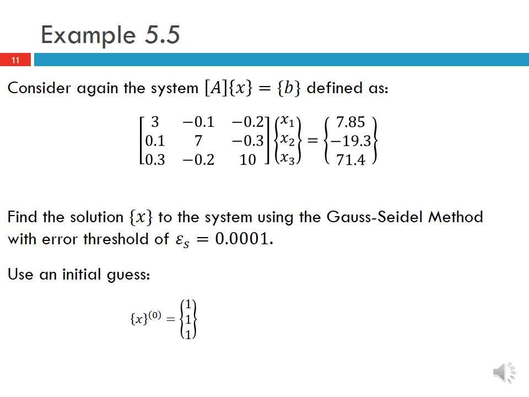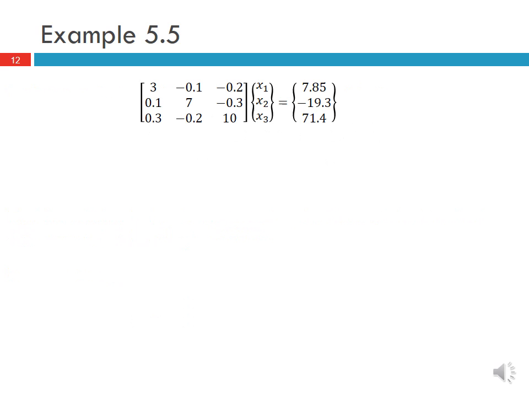So let's look at the same example that we considered in the previous section for the Jacobi method and see how the iterations progress using the Gauss-Seidel method. So we have our system Ax equals b defined as shown here, and we want to find the solution x using the Gauss-Seidel method with an error threshold of epsilon s equal to 0.0001 with an initial guess of 1, 1, 1. So this is our system Ax equals b.